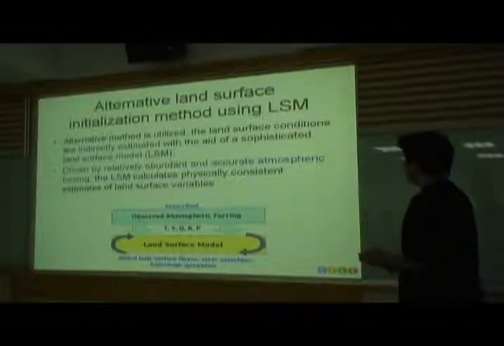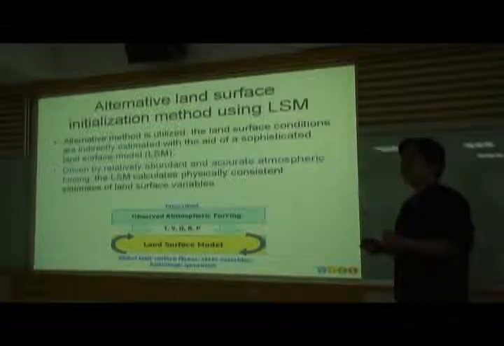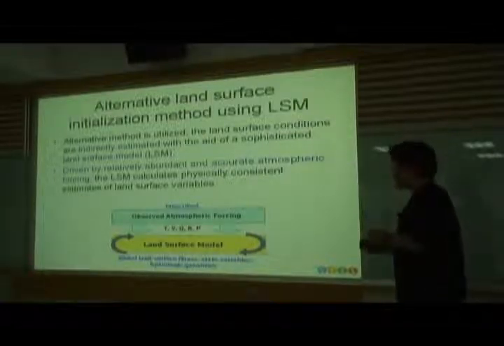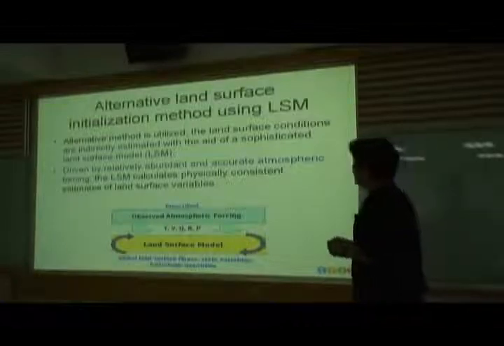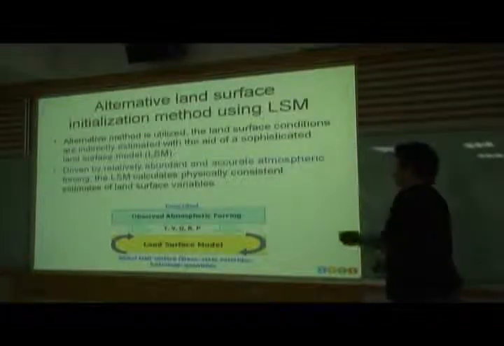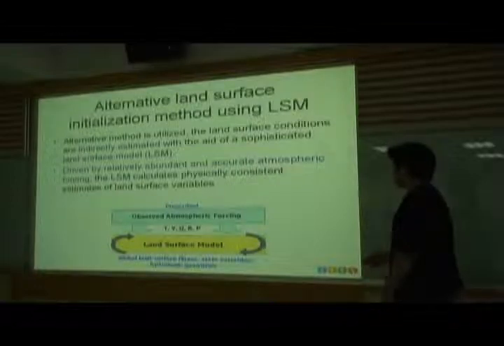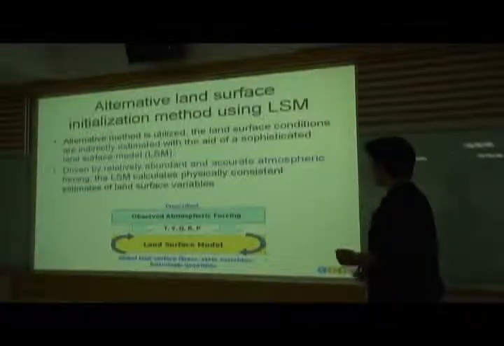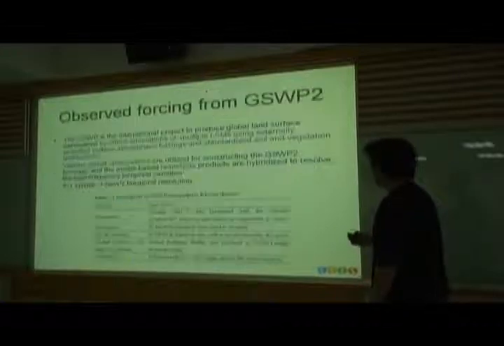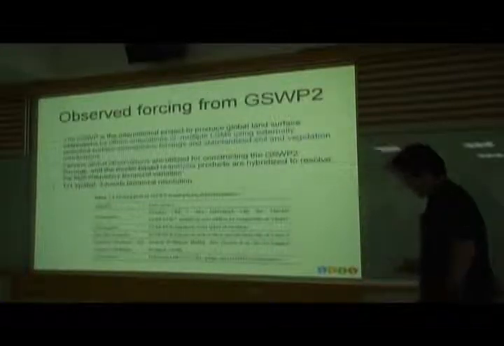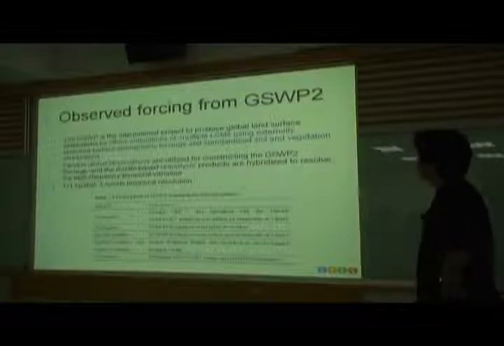As you know, the atmospheric observation is more abundant and accurate than the land surface observations. So, driven by this atmospheric forcing, we drive the land surface model in offline mode and try to estimate the global land fluxes and state variables such as temperature and soil moisture and hydrological quantities. In this research, I used the observed forcing from the GSWP project.